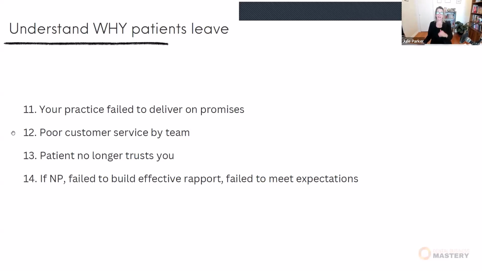12th reason is poor customer service by the team. Teams are changing all the time for a lot of dental practices. With every team changeover, changing team members within the team, you run the risk of having the customer service level drop. And the minute that happens, you run the risk of losing patients.